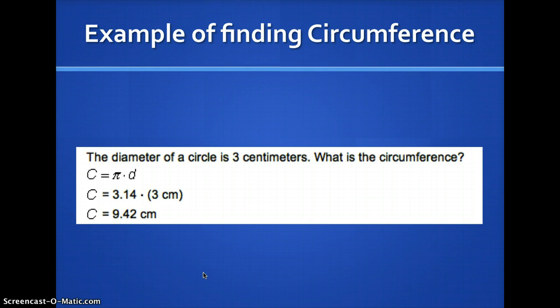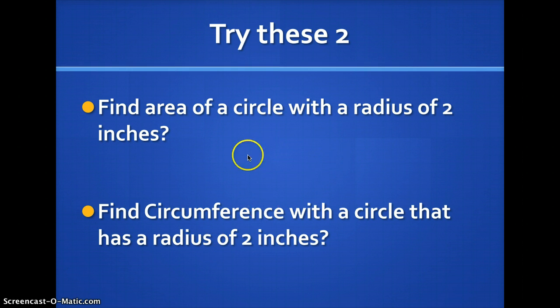Okay, so now here are 2 examples for you to do tonight and bring in tomorrow. It says find the area of a circle with a radius of 2 inches. So remember, area is found by doing pi times r squared. And then the next one is find the circumference of the circle that has a radius of 2 inches. So don't forget, on this one, you're going to have to do 2 times r times pi. All right, bring these 2 in tomorrow.